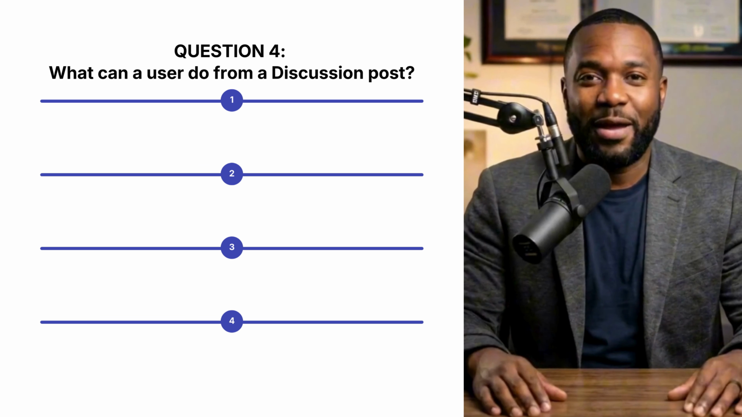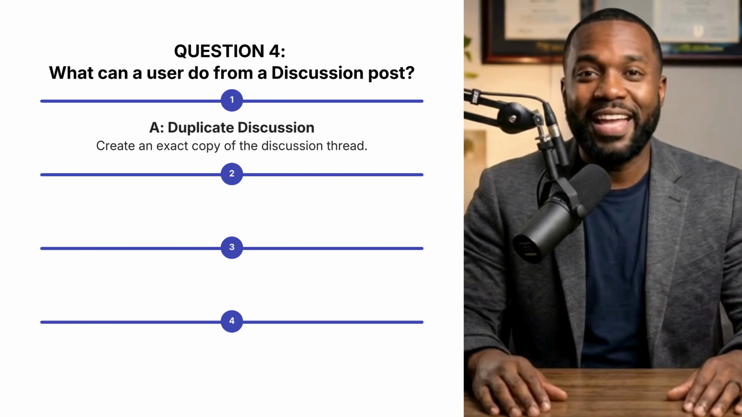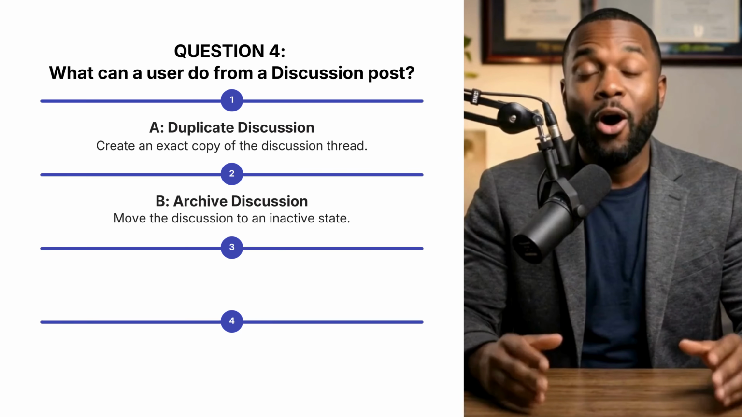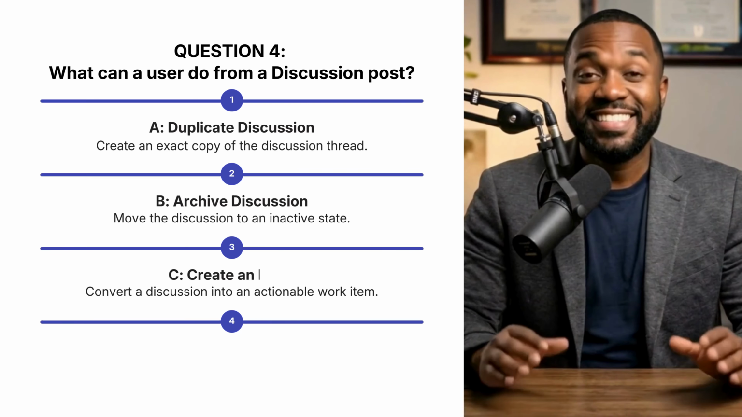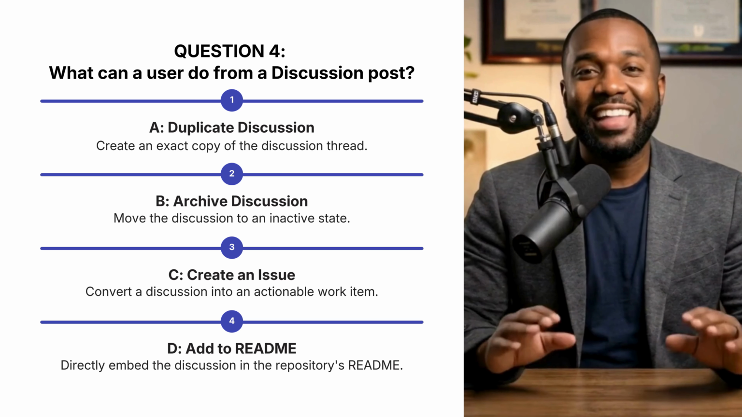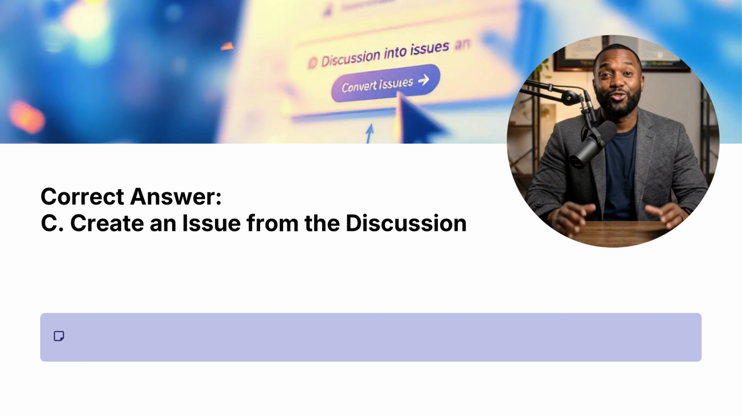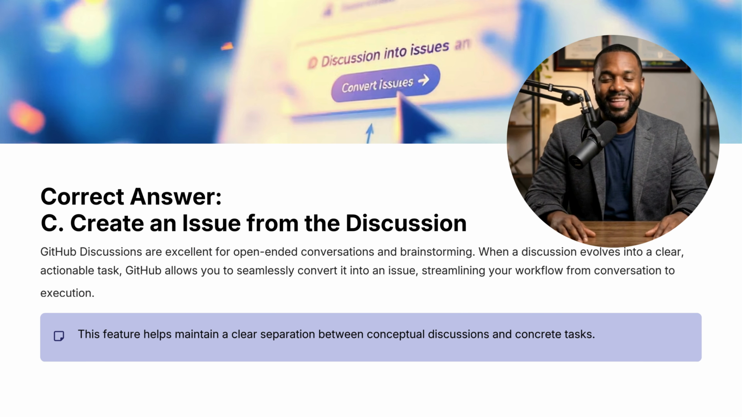Question number 4. Which of the following options can a user do from a discussion post? A. Duplicate the discussion. B. Archive the discussion. C. Create an issue from the discussion. D. Add the discussion to README. Correct answer, C. Create an issue from the discussion. GitHub Discussions allows users to convert a discussion into an issue when it becomes actionable work.